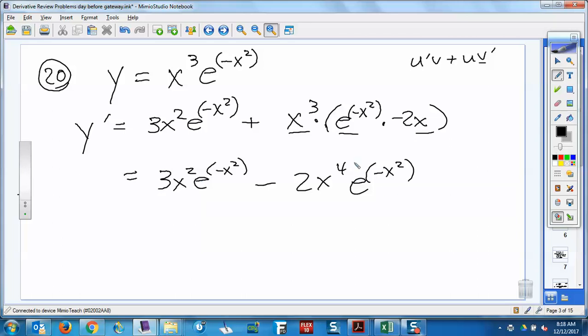And there's no reason to pull out an e to the negative x squared. There's no reason to factor anything out just because there's nothing to cancel it. There's no bottom to cancel it. You could, but it wouldn't need to. Make sense?